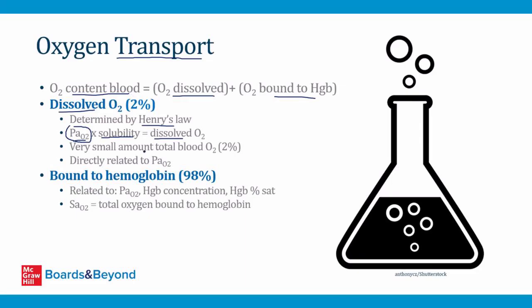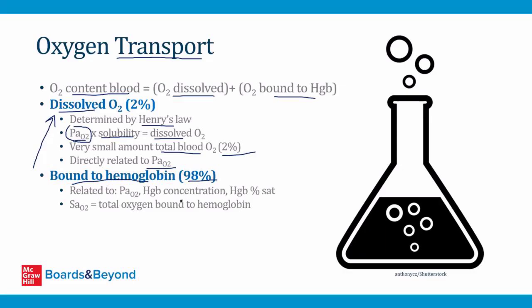And so this dissolved oxygen makes up a very small amount of our total blood oxygen, only about 2%. And the amount that's dissolved is directly related to the PaO2. When the PaO2 goes up, there's more dissolved oxygen. When it goes down, there's less. Now, if we had to rely on dissolved oxygen to meet our metabolic needs, we would not survive because it's such a tiny amount. But luckily, we have hemoglobin, and lots of oxygen found in our blood is bound to hemoglobin.